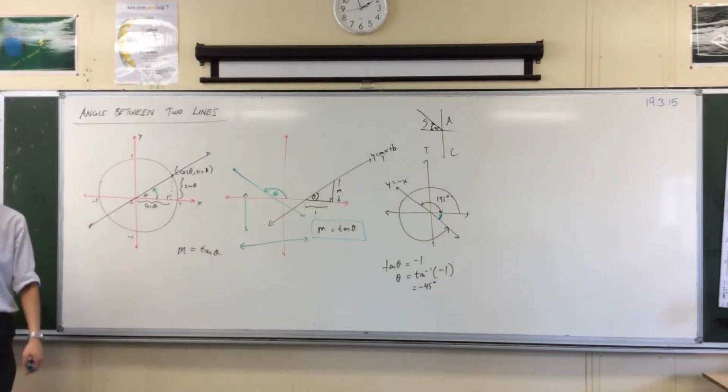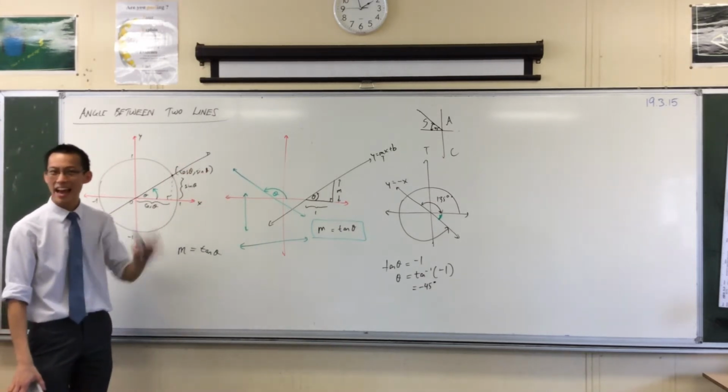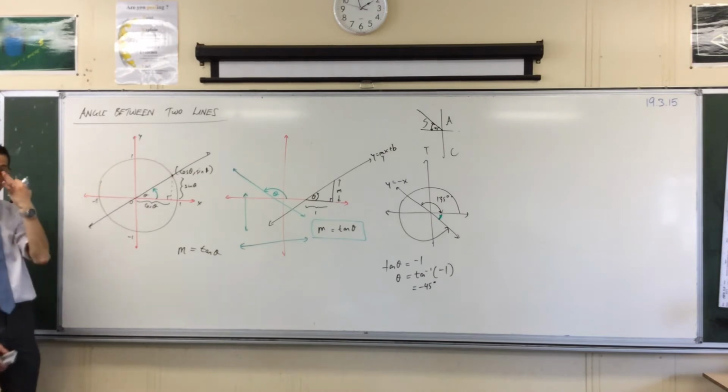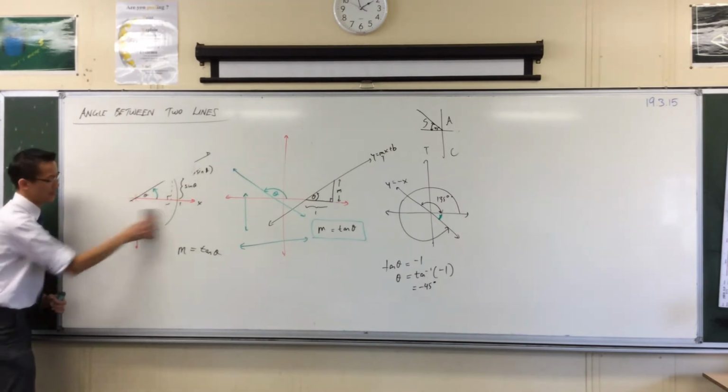That's the angle between a line and the axis. But we're interested in the angle between two lines, okay? So you're going to need to draw a new set of axes underneath here.